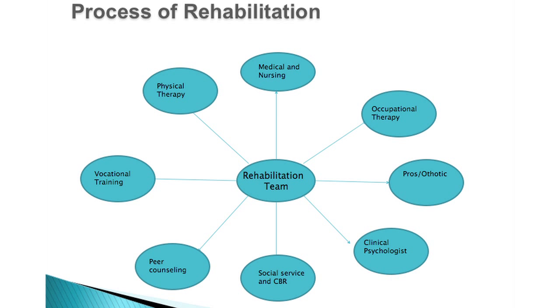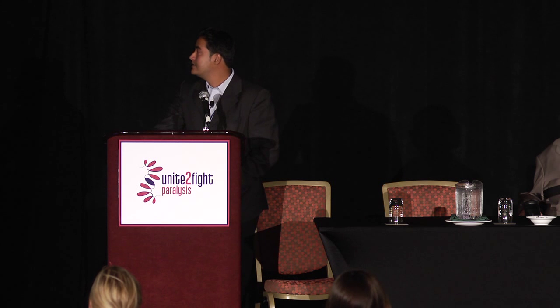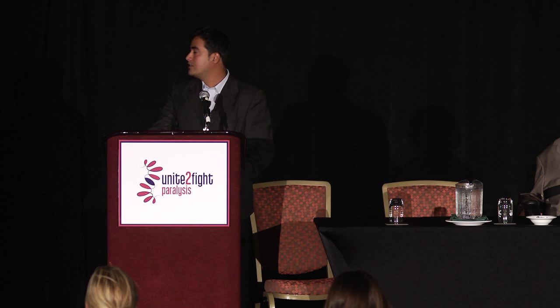I'll be talking about the rehabilitation process, how it goes. In my center, we have most of the team for rehabilitation. We have medical and nursing care, physical, occupational, vocational, prosthetic and orthotic, peer counseling, social service and the CBR department, then the clinical psychologist. This is the MDT component, what we are working with at a standard level. And for most of the forms and other things we follow ASIA, which is accepted worldwide.